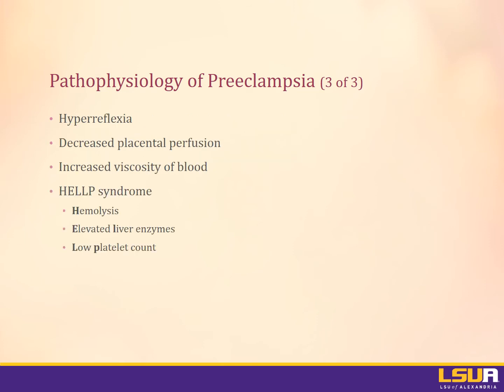She'll show signs of hyperreflexia, decreased placental perfusion, increased viscosity of blood, and if preeclampsia does not get reversed and treated, she may end up developing HELLP syndrome, which stands for hemolysis, elevated liver enzymes, and low platelet count. The main difference between preeclampsia and eclampsia: whenever she continues to have high blood pressure, she starts having visual disturbances. She may end up having seizures.